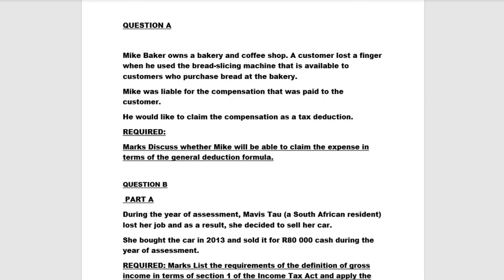So the compensation is actually not deductible as it does not comply with all of the requirements of the general deduction formula. Remember, I told you that should you miss one of the requirements, then that means you do not support the general deduction formula in terms of the definition. So that's how you're going to summarize the scenario in terms of the general deductions formula. And then you're going to give your facts, or your analysis in terms of your opinions as to how you're going to go about that kind of question. Right?